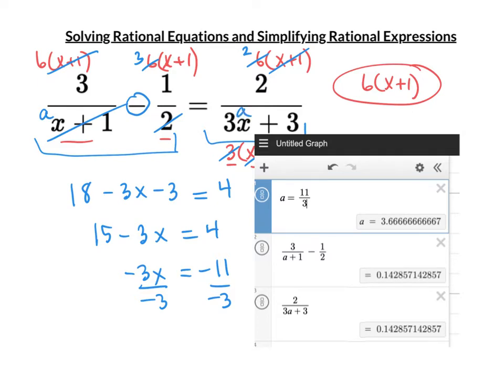And I did the left side of the equation, 3 over a plus 1 minus a half. I did the right side of the equation, 2 over 3a plus 3. So I have 11/3 stored in a. And now when I plug a in those two expressions, we create the same value. We can see that they are equal. So we know for 100% sure that our answer of 11/3 is correct.